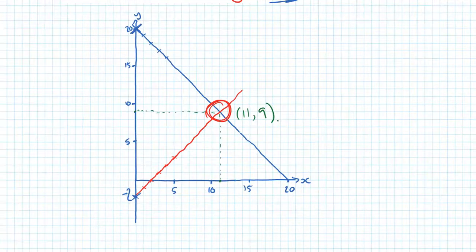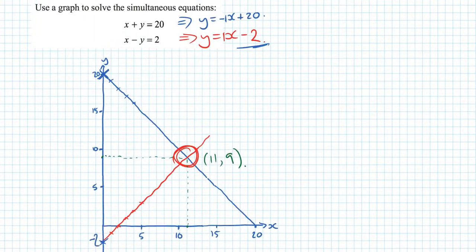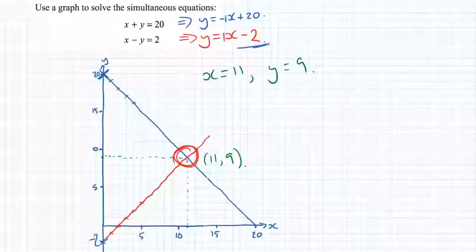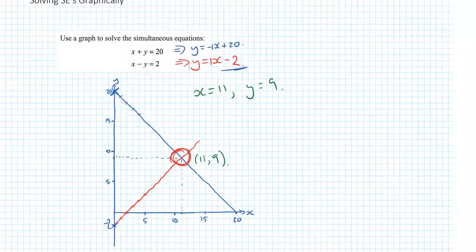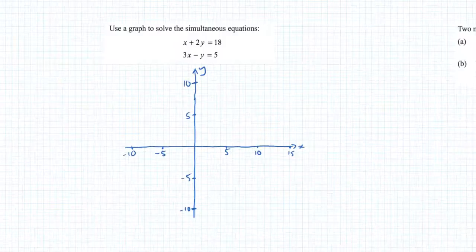Now, this tells us the solution to our simultaneous equations. We have an x coordinate of 11 and a y coordinate of 9. This is the solution. 11 plus 9 does make 20. And if I do 11 take away 9, I do get 2. So we plot the lines, we find that point of intersection, and that reveals to us the solution to our simultaneous equations. Okay, let's take a look at another example.